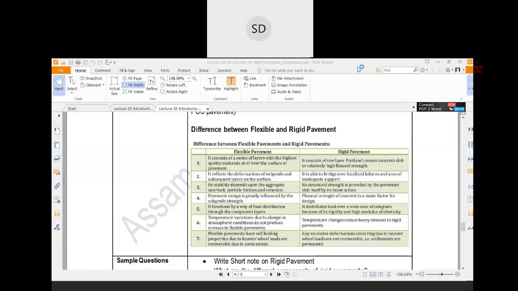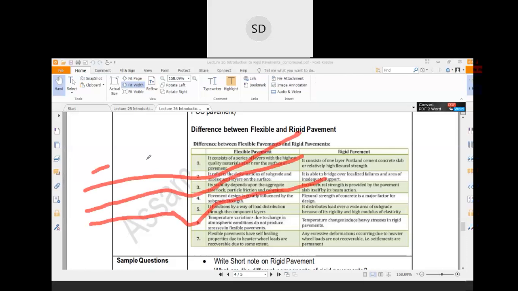So what does this mean? Suppose there are different layers in the flexible pavement. Suppose in the subgrade layer some damage has happened. In that case, that damage will get reflected to the top layer. Suppose this is the top layer, these damages will get reflected on the top layer for the flexible pavement. But in case of rigid pavement, if there is any failure in the subgrade, then the rigid base will act as a bridge, and that will not be visible over the top surface.